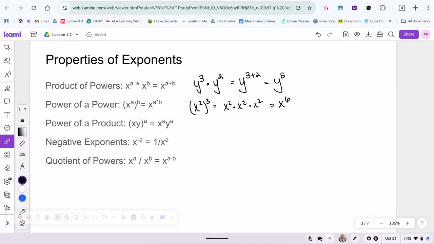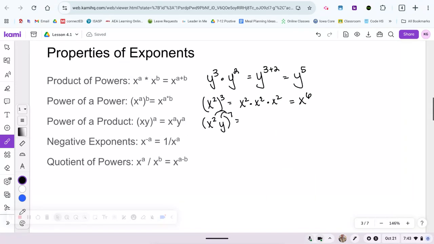Power of a product is if I have two variables inside of my parentheses here and I had it to the 7th power, I would need to make sure to distribute to anything that's inside of the parentheses. And we're multiplying as we distribute. So this would become x to the 14th and y to the 7th because this is a 1 when it stands alone.